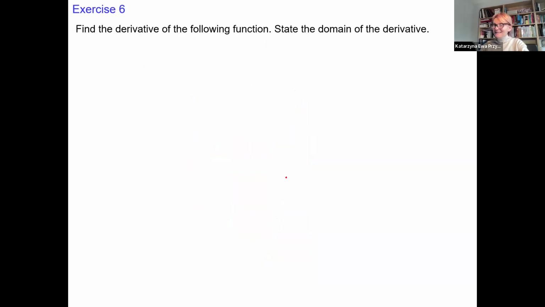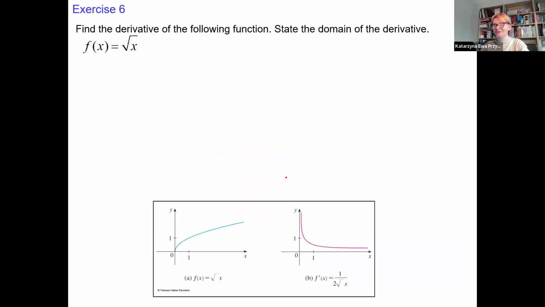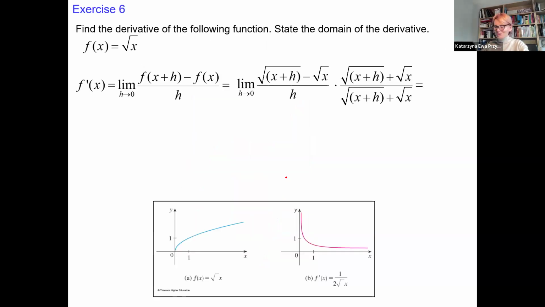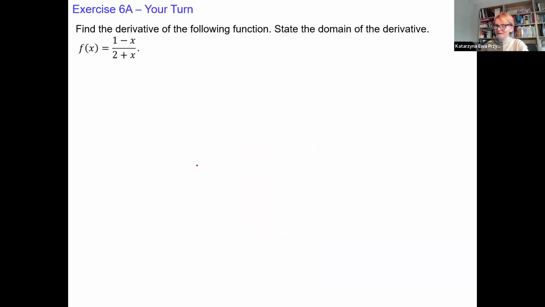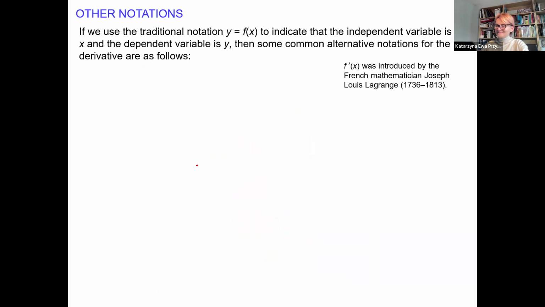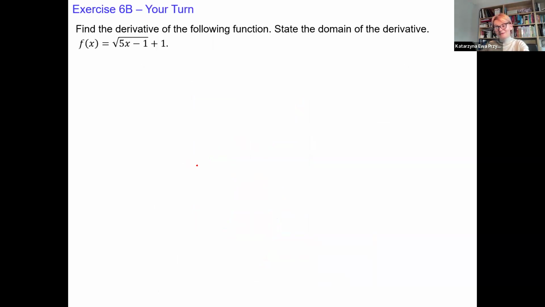Okay, now another one, the square root of x and its derivative. The derivative of the square root of x is 1 over 2 square root of x. You can analyze the graph and the derivative. You can try this one, or you can check the solution on Canvas.